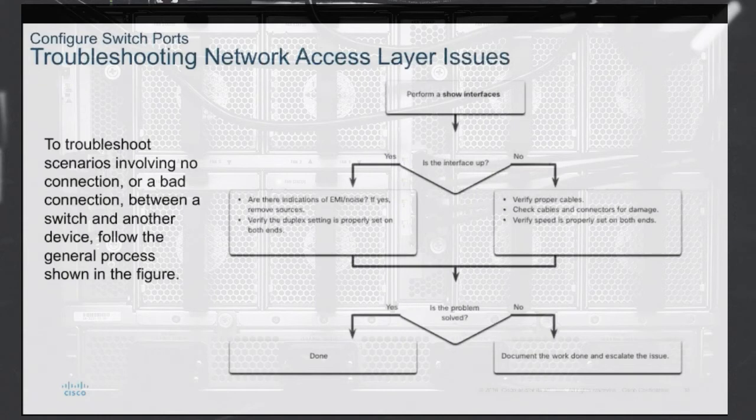Let's see how to troubleshoot the network access layer issues. You perform a show interface command, and it will show your interface settings. You'll see if the interface is up. If it is not up, you verify your cables, you check the connections, and then you verify whether the port and the speed or the duplex settings are correct. If it is up, then you check whether there are any other indications of noise or EMI from the CRC errors or any other errors. You check on the settings, you reconfigure your switch according to that, and if the problem is solved, well and good. If not, then you document what you did and what the problem still is, and then escalate the issue.